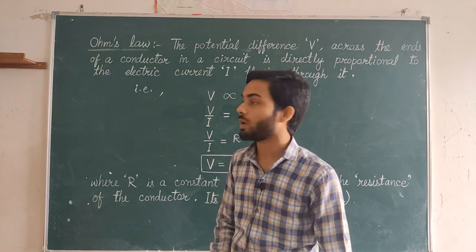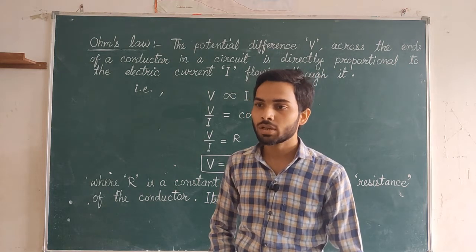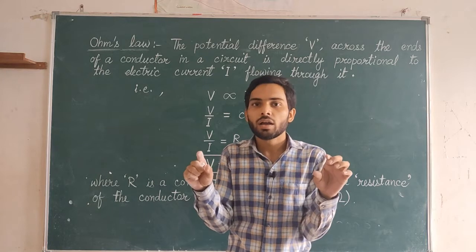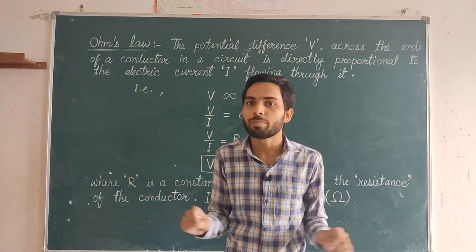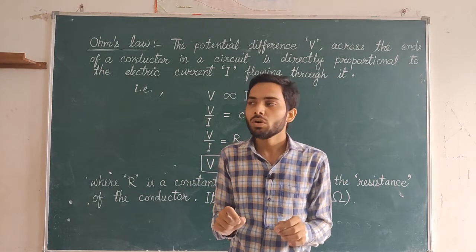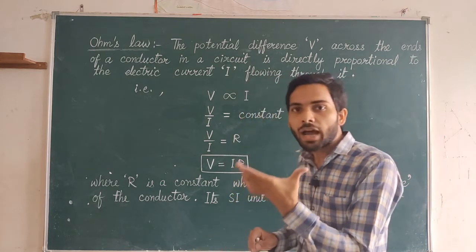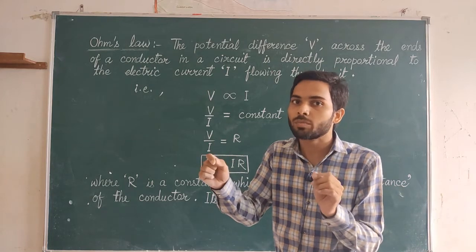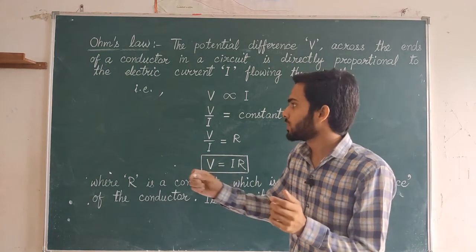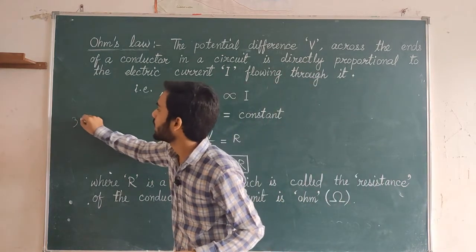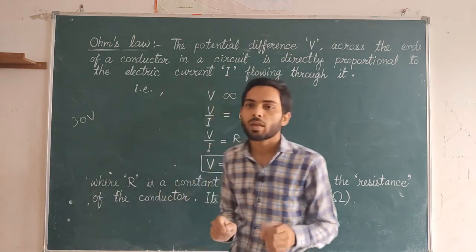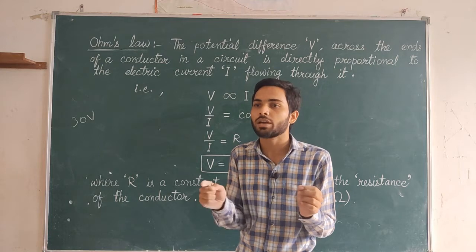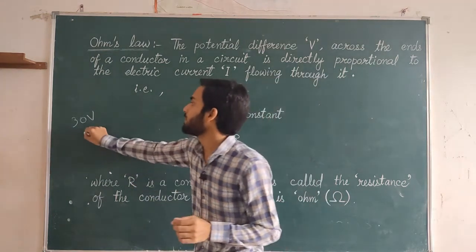If you can recall the potential difference and the concept of electric current, then you will be able to understand what Ohm's law is. My dear students, suppose there is a conductor, suppose there is an iron rod, and I am joining that iron rod with a battery. So if in that iron rod the potential difference across the two terminals is, suppose, 30 volt, and the amount of current which is flowing across the conductor is 5 ampere.